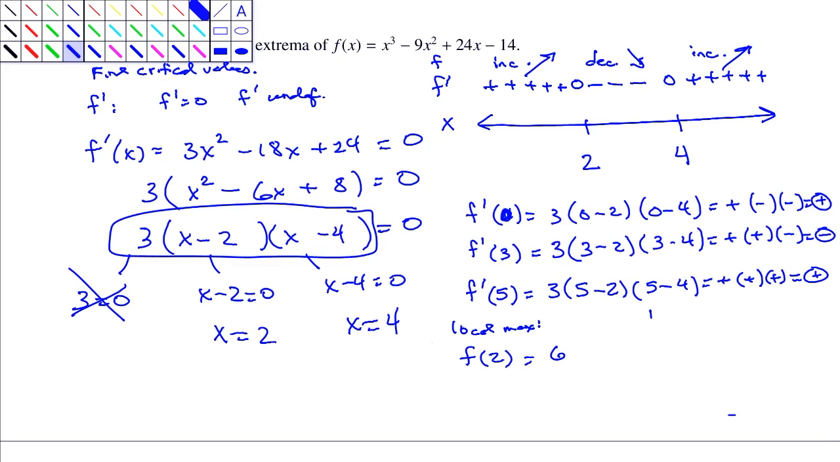What about a local minimum? A local minimum would be where the graph is decreasing followed by increasing. Do we have a local minimum? We have a local minimum at x equals 4 because the graph was decreasing followed by increasing. Let's compute the value of the local minimum. And I get f of x is equal to 2.